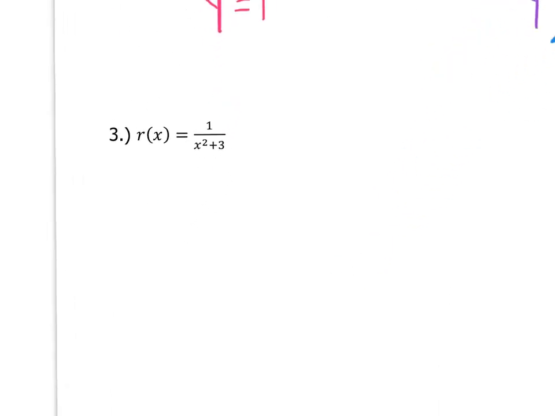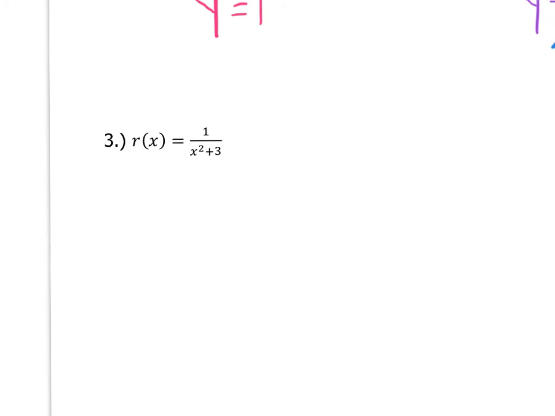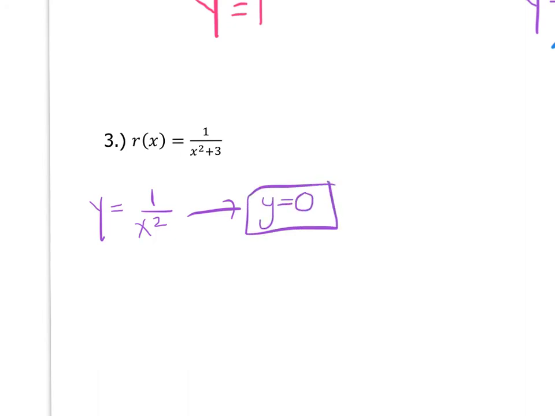Look at the last example. So here, the long run behavior is 1 over x squared. If you look at that function, the horizontal asymptote again is y equals 0.